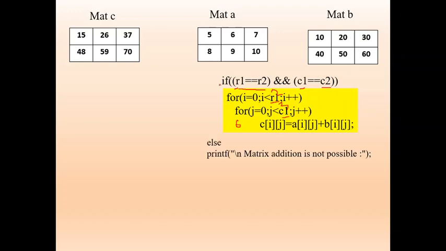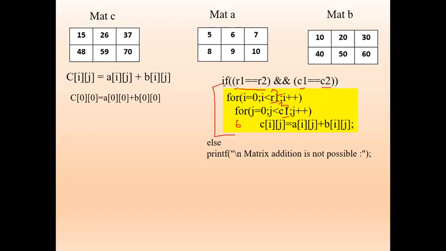If this condition fails, what will be your conclusion? Matrix addition is not possible. We can perform the matrix addition only when the sizes of the two matrices are the same. Otherwise, matrix addition is not possible. So, if the matrix addition is possible, what is the formula? Cij equal to Aij plus Bij. Corresponding elements will be added together.